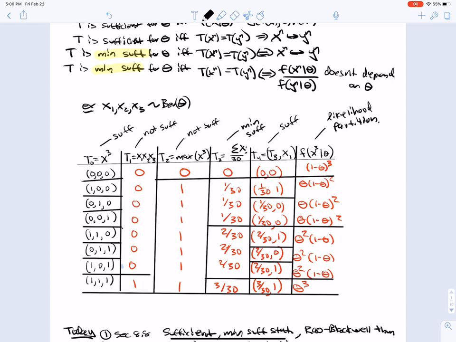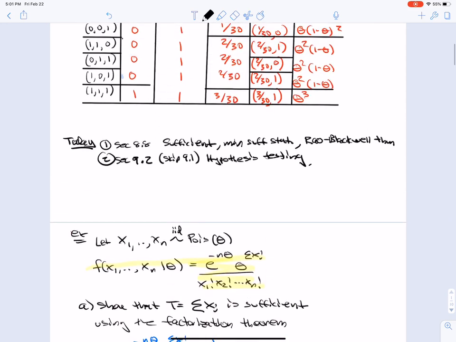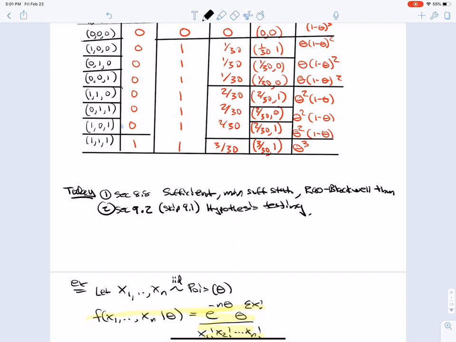So another characterization of minimal sufficiency is that equality under T of x1 to xn and y1 to yn is equivalent to the ratio of the likelihoods not depending on theta. So we'll see an example of that right now. But what we're going to do today is we'll talk more about sufficiency, minimal sufficiency, and Rao-Blackwell theorem, and then we'll start with hypothesis testing.